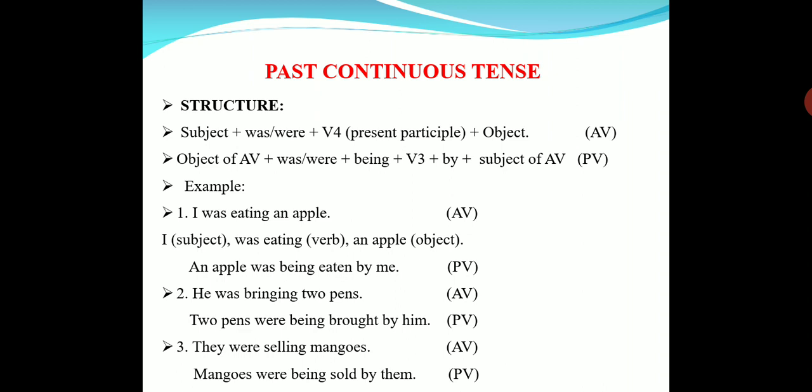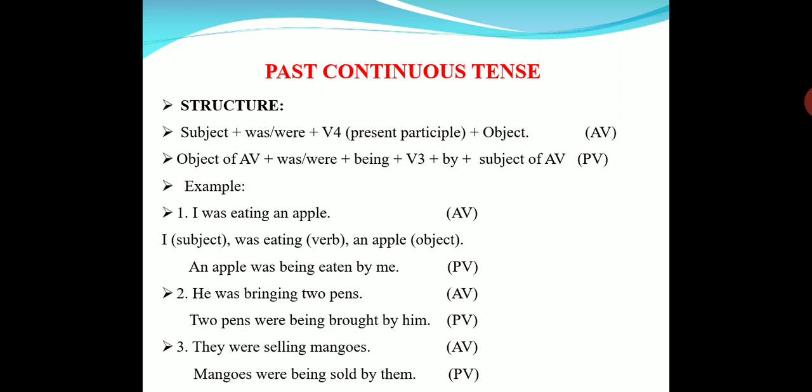Let us see another example. They were selling mangoes. Yes, what is the subject? They. Verb part was selling. What is the main verb? Sell. What is the object? Mangoes. Mangoes, the object becomes subject. We have to add were because mangoes is plural.